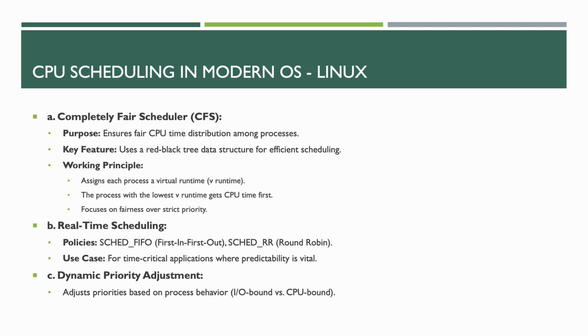If we talk about real-time scheduling, policies such as first in first out and round robin are used. These are the policies used for real-time scheduling, for time critical applications where predictability is vital. It also adjusts priorities based on process behavior, which means you can dynamically adjust the priorities.